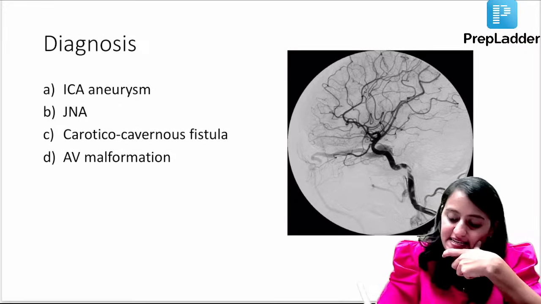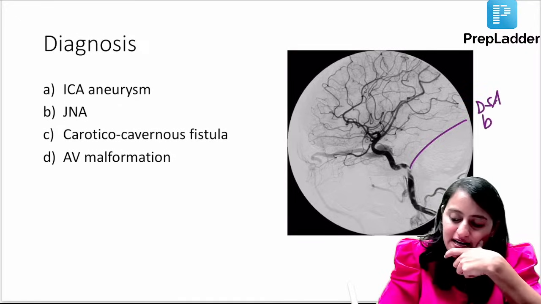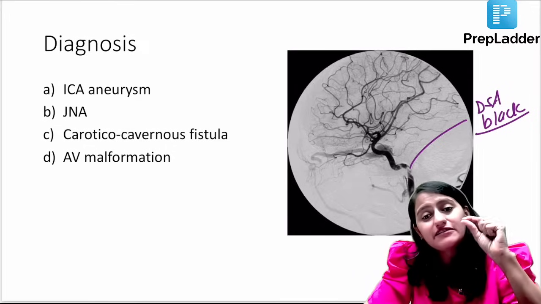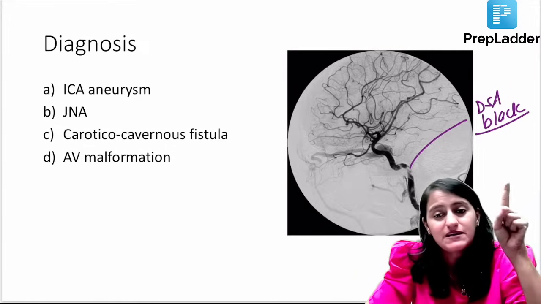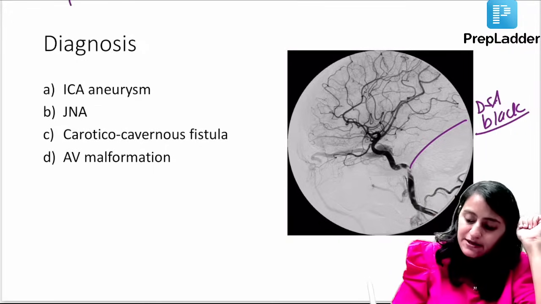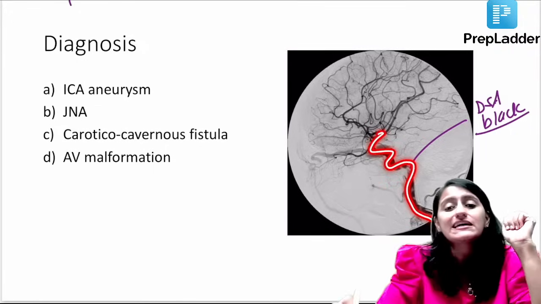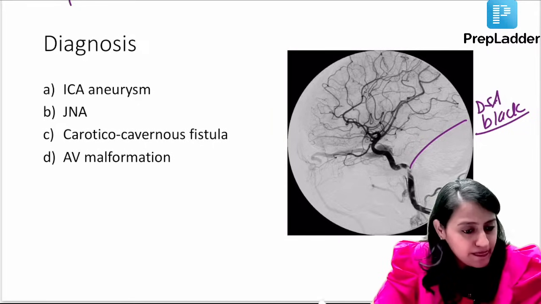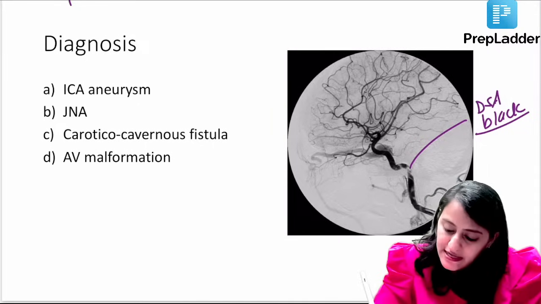Very good. This is DSA. The black vessel tells you that this is a DSA. Remember, digital subtraction angiography is done in fluoroscopy. Like you saw, ERCP can be black or white. DSA also can be black or white. This tortuous vessel that you see here is the internal carotid artery. So, carotid angiogram. Okay, carotid angiogram you have done.